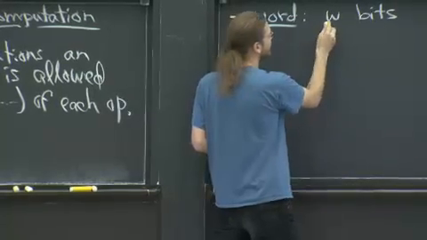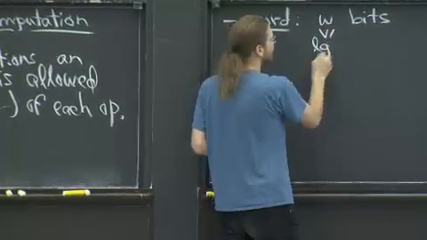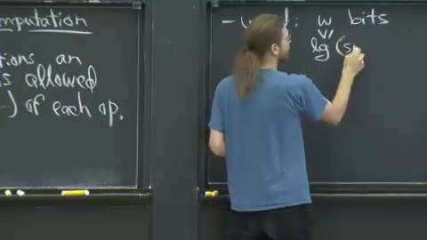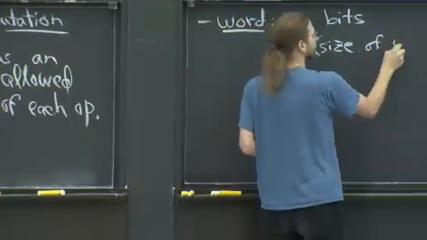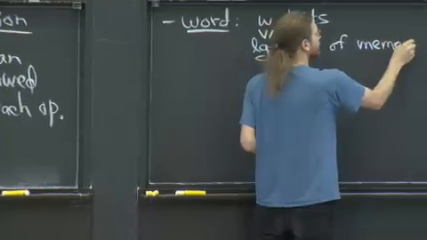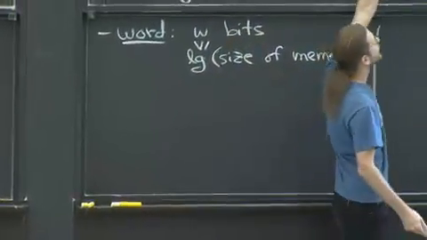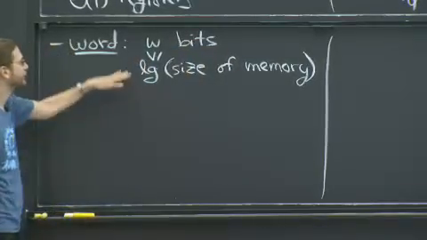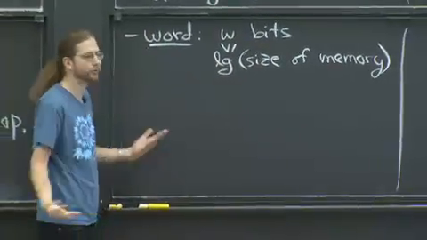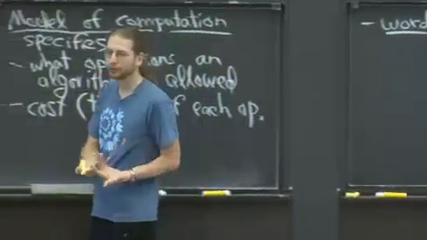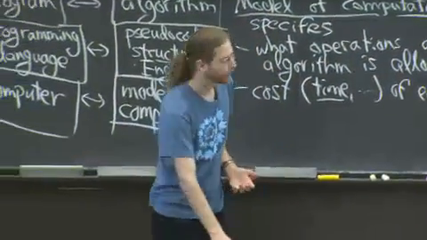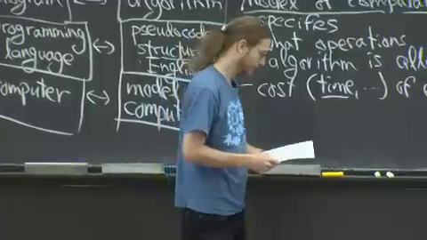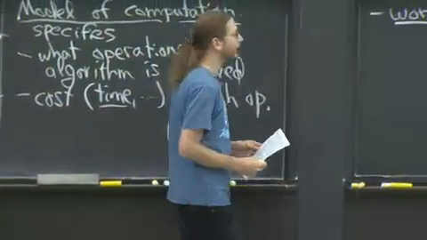You know some things, like W should be at least log the size of memory, because a word should be able to specify an index into this array. And we might use that someday, but basically don't worry about it. Words are words. Words come in as inputs. You can manipulate them, and you don't have to worry about it. Okay? For the most part.